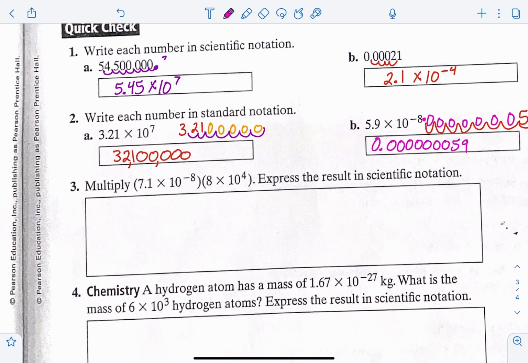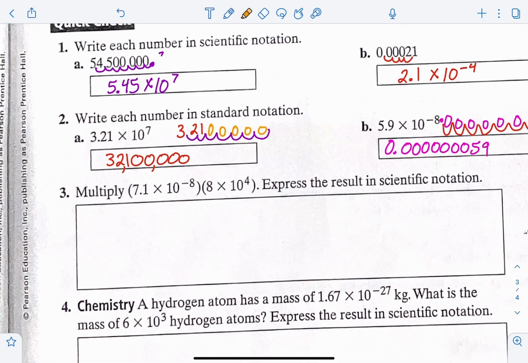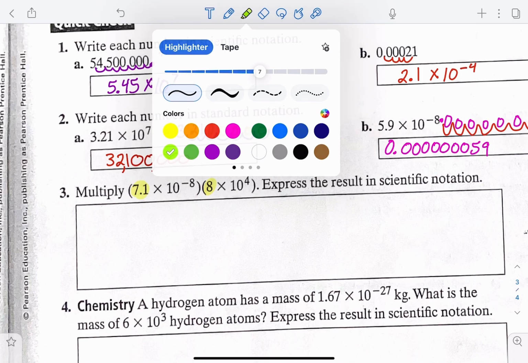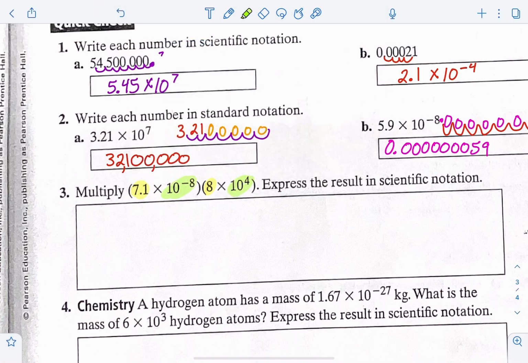So this is another one of those multiplying ones. So step 1, we're going to sort and reorganize. So we have 7.1 and 8 that are numbers, and we have 10 to the -8 and 10 to the 4th that are powers. So when we rewrite it we're going to do 7.1 times 8 times 10 to the -8 times 10 to the 4th, because we sorted the numbers to be next to each other and the powers to be next to each other.